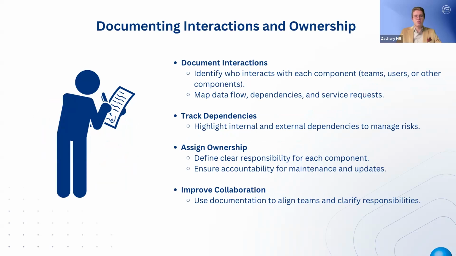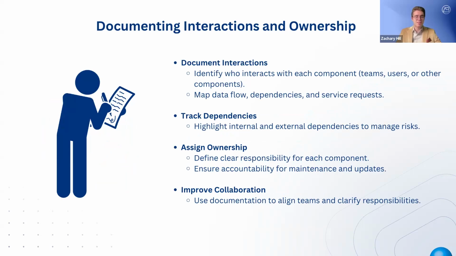Documenting interactions and ownership is a vital step in component mapping. Start by documenting interactions, identifying who or what interacts with each component, whether it's a team, a user, or another system. Map out data flows, dependencies, and service requests to understand how components work together.